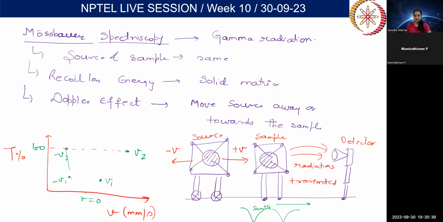So when we join all the dots, we get this kind of curve. And this is actually what your Mossbauer spectra looks like. Right? So after that, we talked about isomer shift.